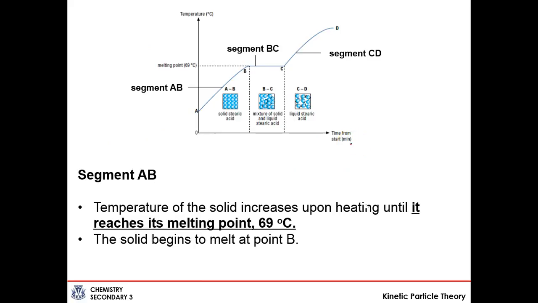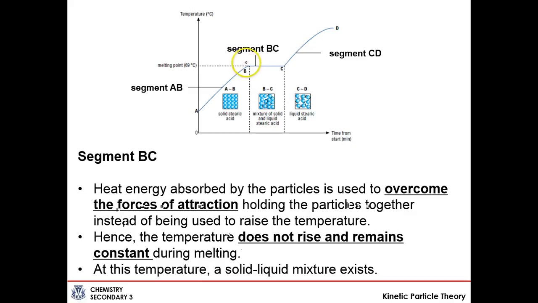Okay, so let's describe each segment in detail. For segment AB, I heat it until it reaches 69 degrees Celsius and it begins to melt. At BC, what happens?